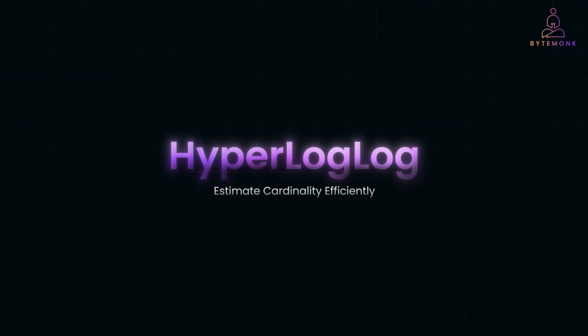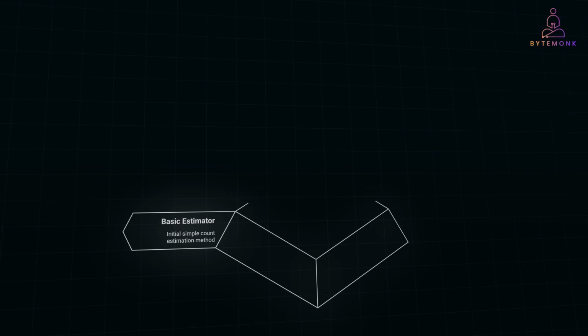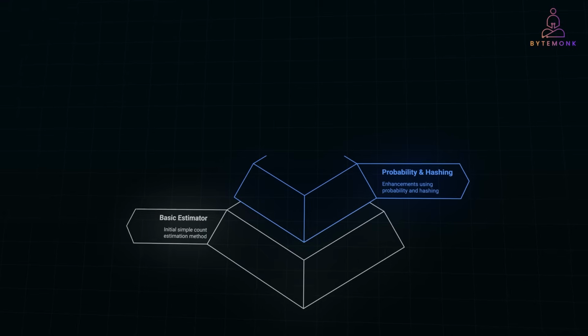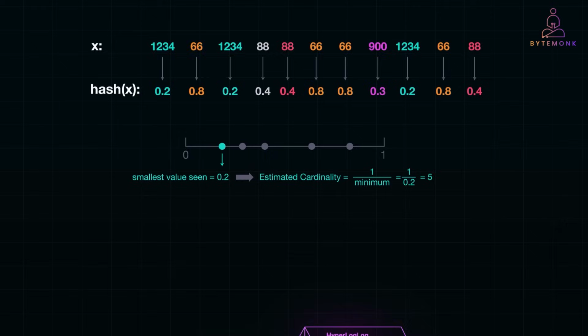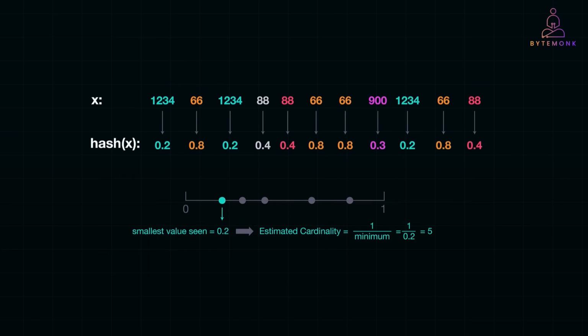Let's take a step-by-step journey to understand how we evolved from a simple counting approach to the powerful HyperLogLog algorithm. We'll start with a basic estimator, refine it with probability and hashing tricks, and then introduce buckets for better accuracy, and finally arrive at HyperLogLog. Take a look at this simple dataset. We have repeated numbers like 1234, 66, and 88, appearing multiple times. Each of these values is run through a hash function that yields a number between 0 and 1.